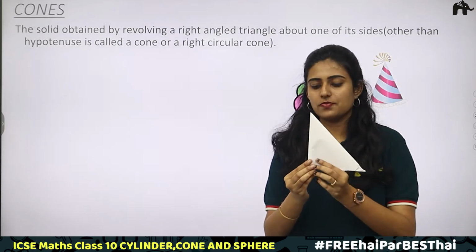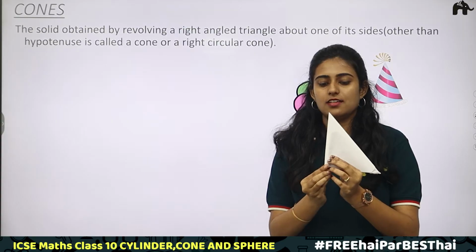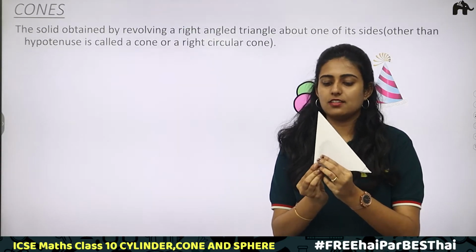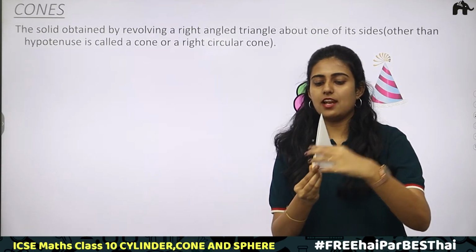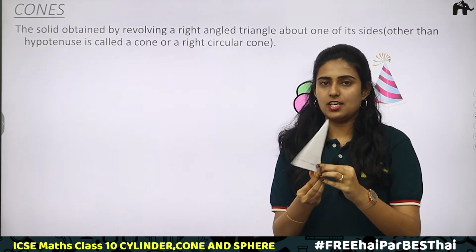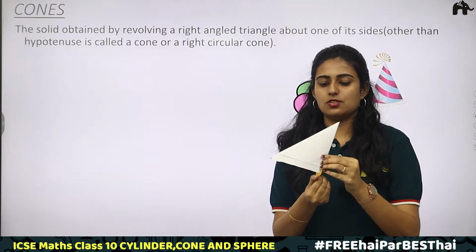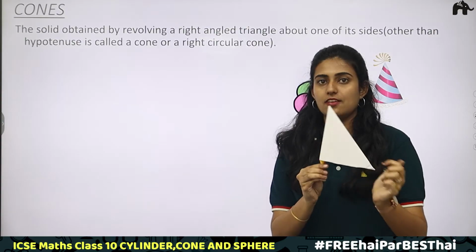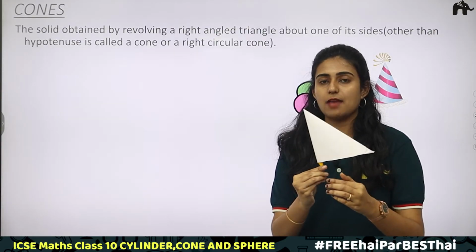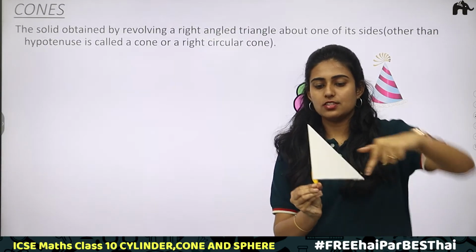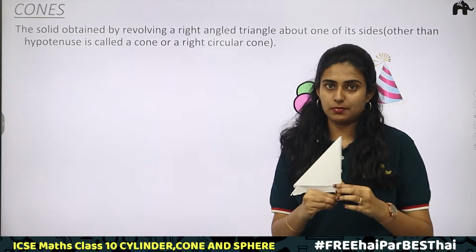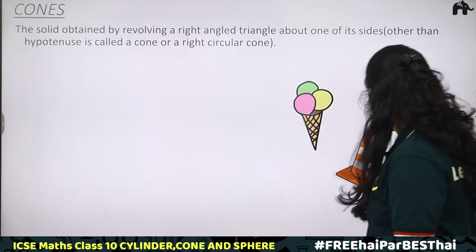Let's see how. So here I am holding a pen and I am revolving it along the height. Okay. I am revolving it along the height. So when you observe, you can see that when I revolve in this way, I am getting a cone. So this forms a conical shape. Clear?